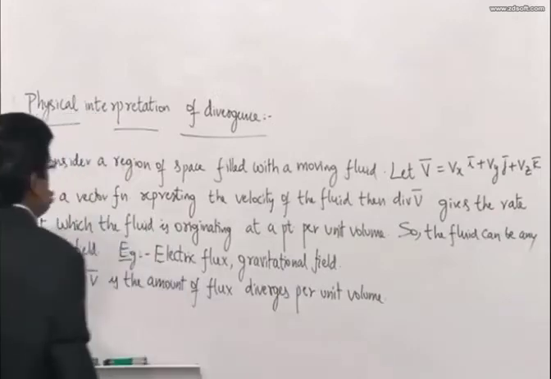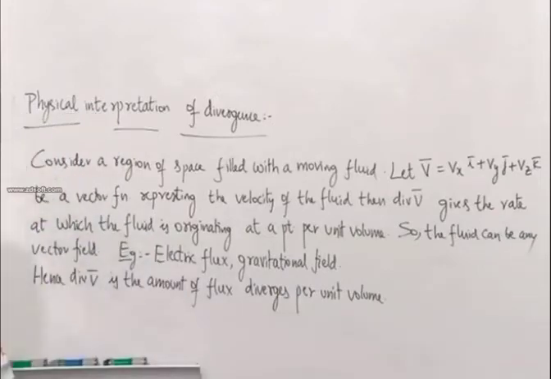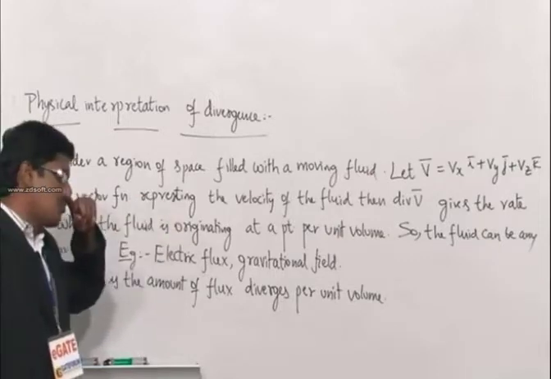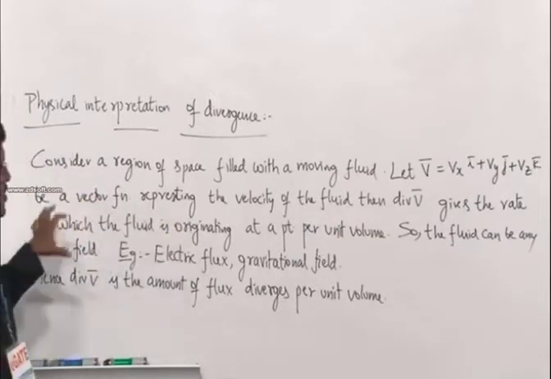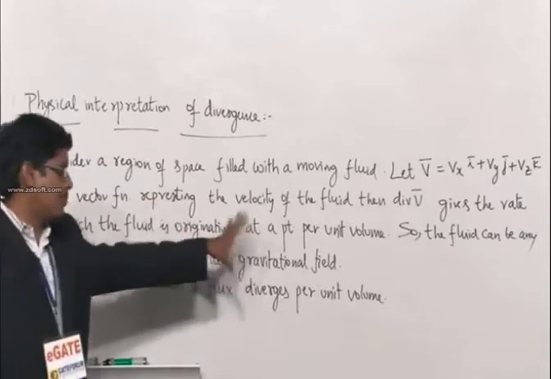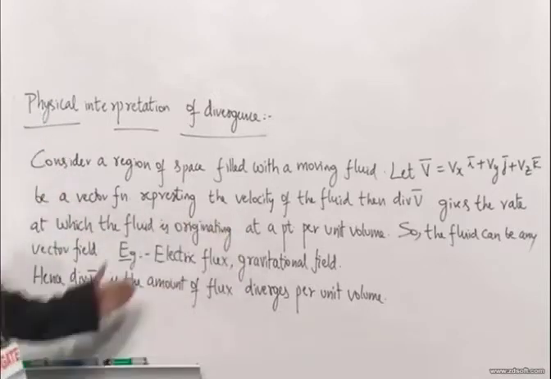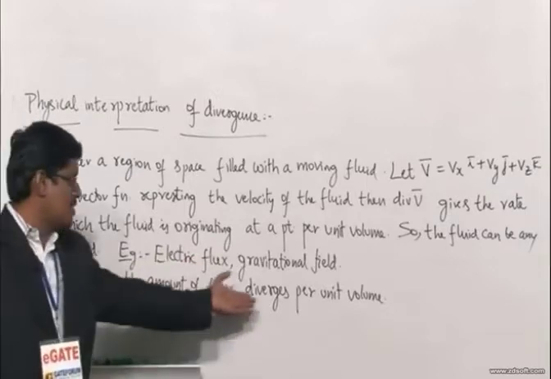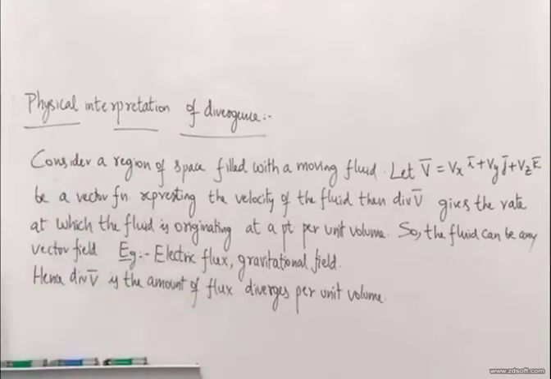So this is the physical interpretation of divergence. It gives the rate at which the fluid is originating at a point per unit volume. That is, it gives the rate of the loss of the fluid per unit volume in unit time. It can be electric flux or gravitational field. That is, it gives the amount of the flux that diverges per unit volume. Fluid may be any vector field.